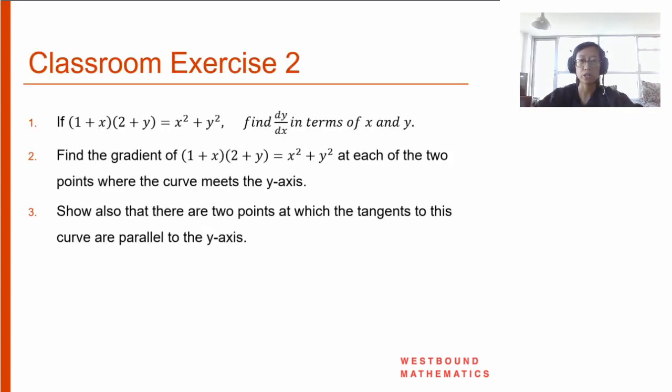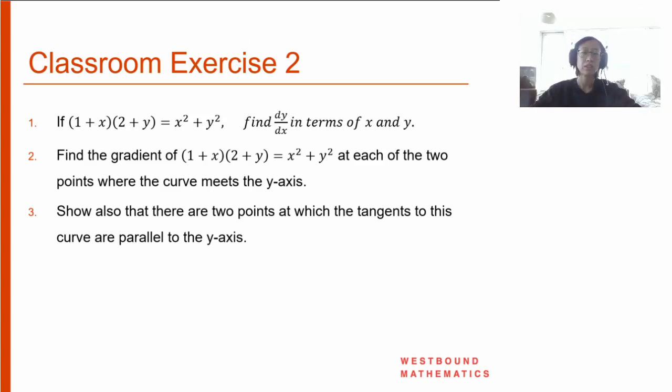And now you have the chance to apply what you just learned in class exercise 2. Let's now take a look at classroom exercise 2 together. Part 1 of the question asks us, given this formula, find dy/dx in terms of x and y. I can see that this is an implicit function because my x and y variables are all integrated, versus an explicit function where my y variable is usually given as a function of x. So here I'm going to apply implicit function differentiation.